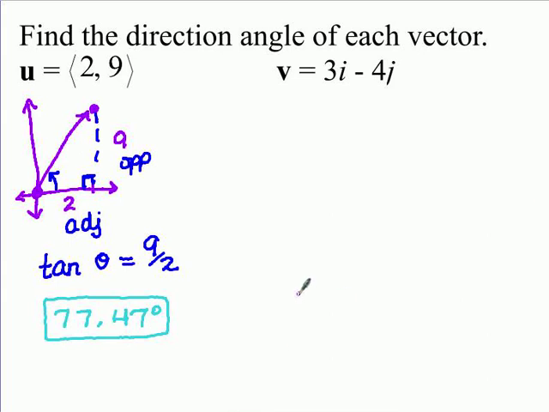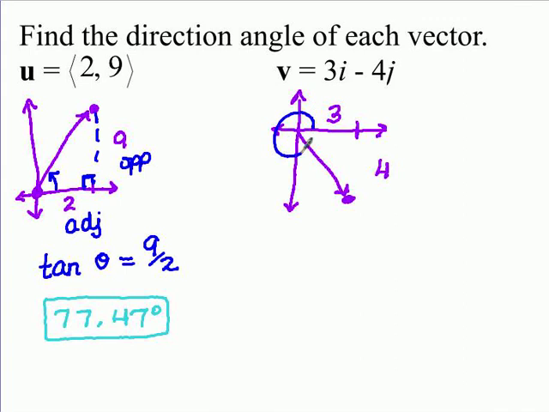Questions? We're going to do the same thing on the next one, except this one's written in ij form. Okay, so ij form, 3, -4 means you do what from the origin? Over 3, down 4. So I'm going to go over 3 here and then down 4. And so I need to find this direction angle. Now a direction angle in this case will be from here to here. Okay, but I really need to find that little angle first.